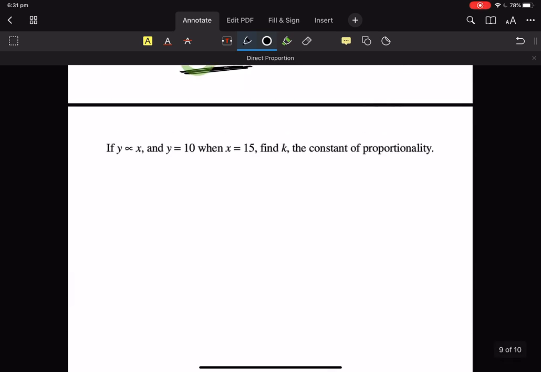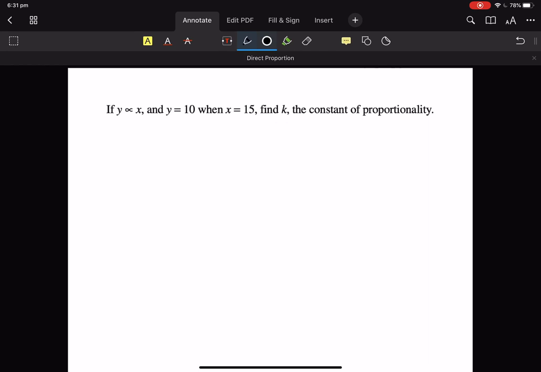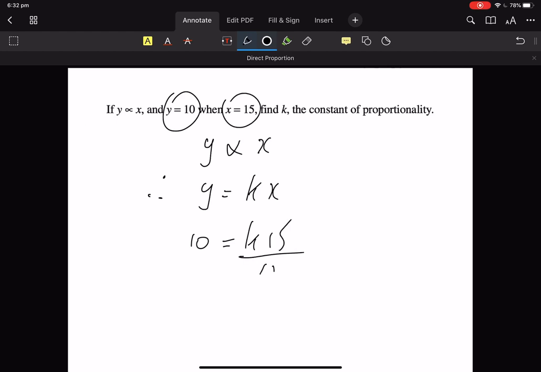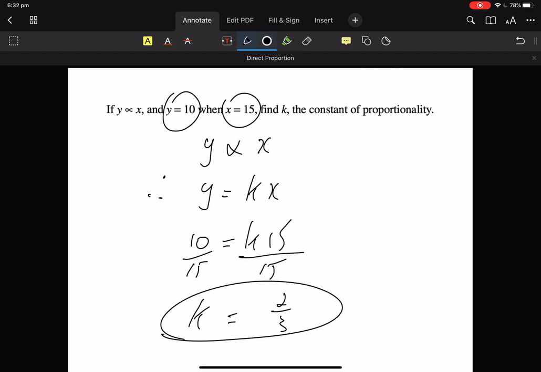Oh gosh, okay. Love the words. This is a bit more abstract. We're going to read this from left to right. If y is directly proportional to x and y equals 10 when x equals 15, find k, the constant of proportionality. Okay, y is proportional to x. Therefore, y equals kx when y is 10, x is 15. I want k by itself. K equals 2/3. What's the constant of proportionality? 2/3.